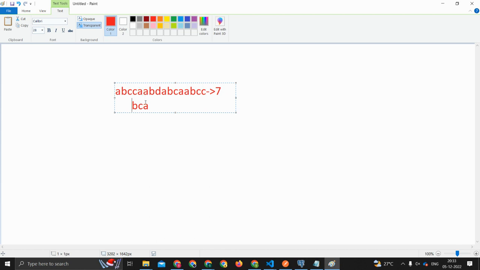What should I do now? So three positions I have moved. So A is matched and A we don't have. So how much should I move? Completely we can move, right? Why shift by 3? That's my question.